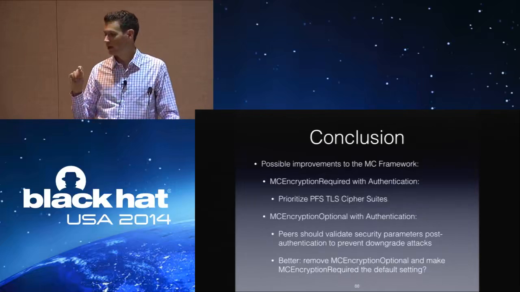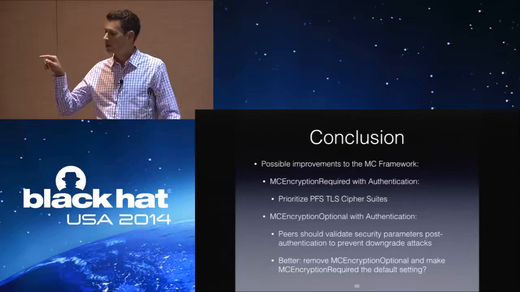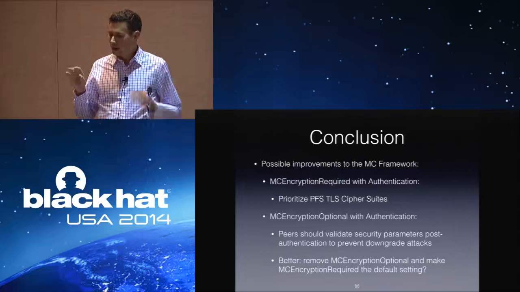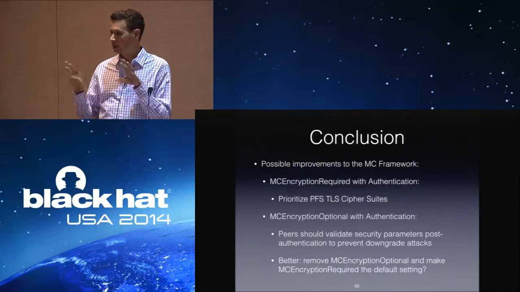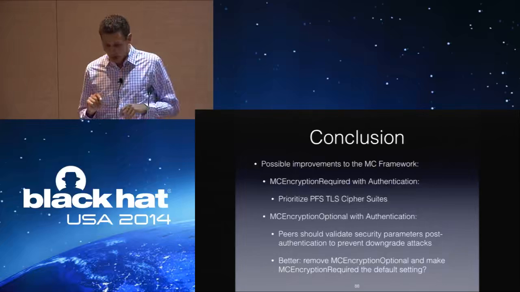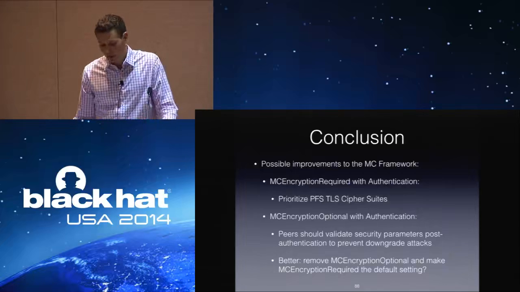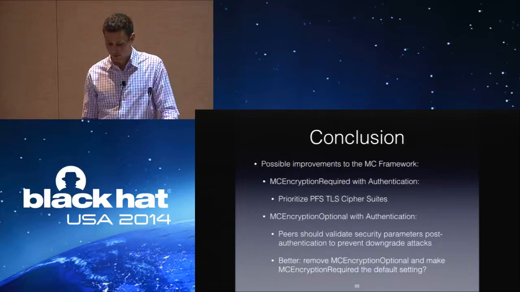And in SSL3, they fixed that by doing exactly that. After the authentication happened in SSL3, each side exchanged a hash of all the previous handshake messages to make sure they saw the same thing and that no one was trying to mess with the traffic. And a better option, I think, is to just remove encryption optional, because I don't think there's a good use case for that.